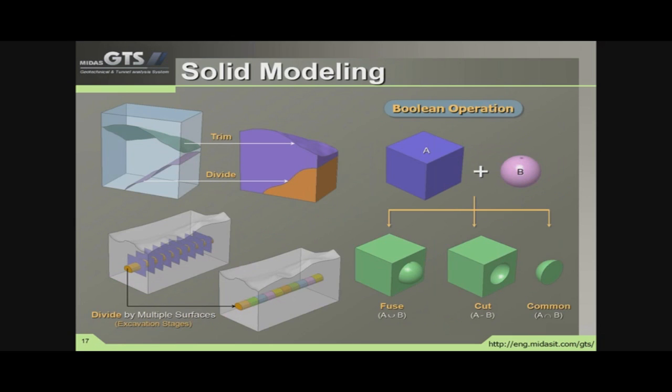Now talking about the solid meshing, you can model any solid you want in Midas GTS, and you can perform advanced operations such as trim and divide. Here you can see that for modeling the ground, I first modeled a cuboid, then I applied a surface inside the cuboid and I trimmed the cuboid with this surface so that I can obtain the topography of the area.